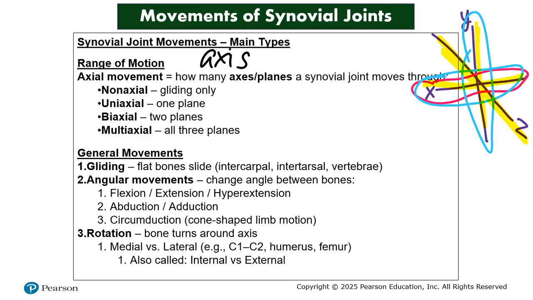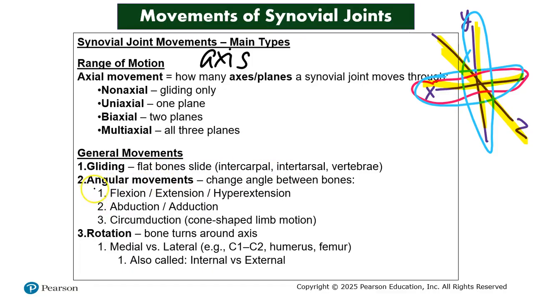Let's go ahead and first talk about the general movements. And these are going to be the movements that definitely you have to know, but then we're going to get into specialized movements, which you also have to know as well. So the general movements are going to be gliding, which is just flat bones that are kind of sliding past or slipping or sliding past one another.